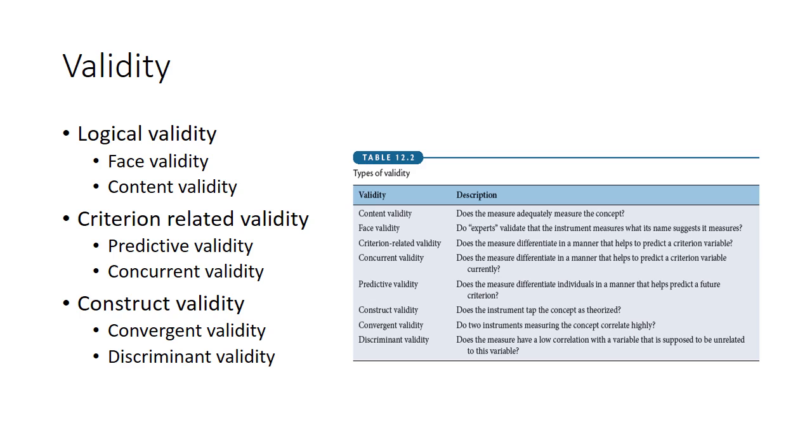Convergent validity, do two instruments measuring the concept correlate highly. So basically, do two instruments measuring the concept correlate highly. So over here the instruments mean the two questions. Do two questions measuring the concept correlate highly. So what you will be doing, basically convergent validity and discriminant validity are the dimensions or the branches of construct validity. So you have to check the concept as theorized through the correlation of the questions.